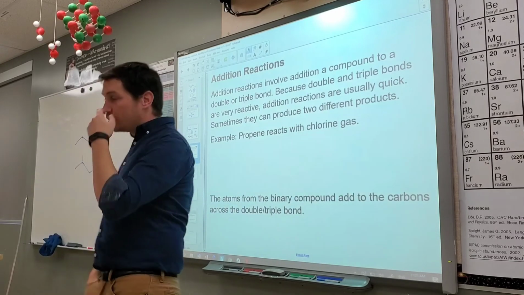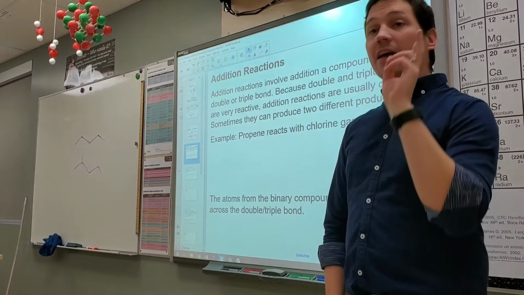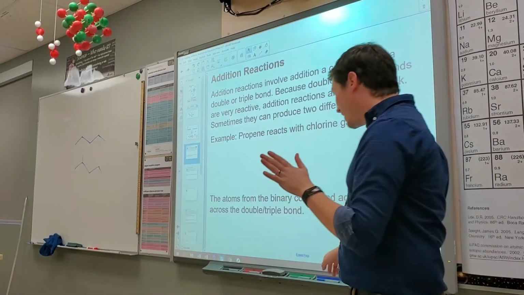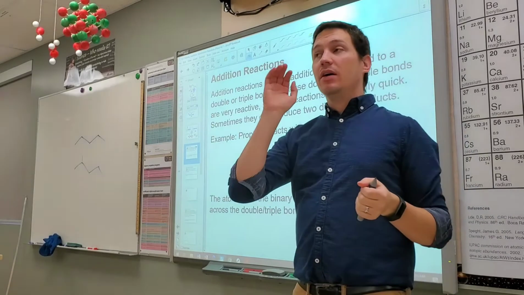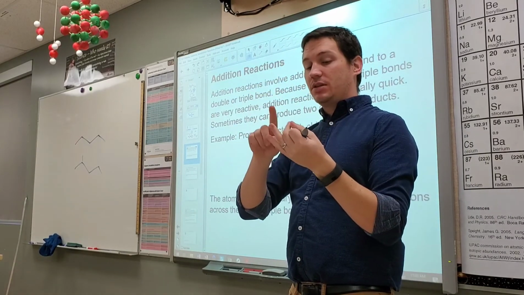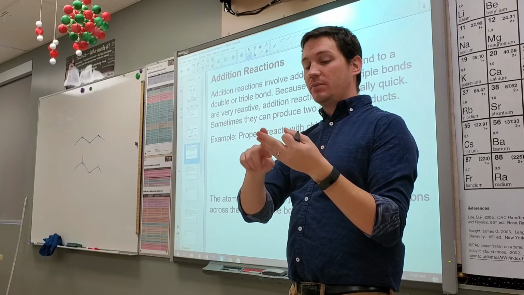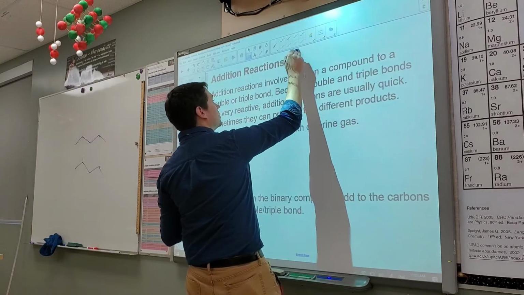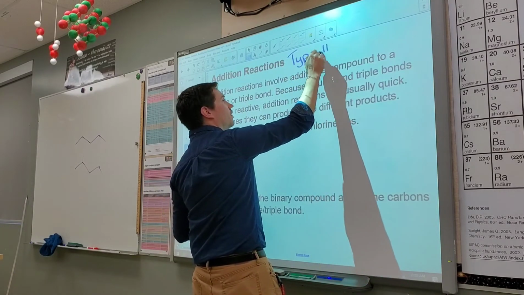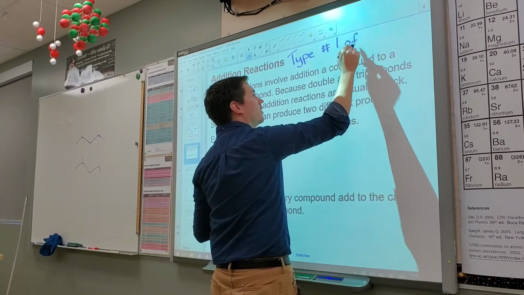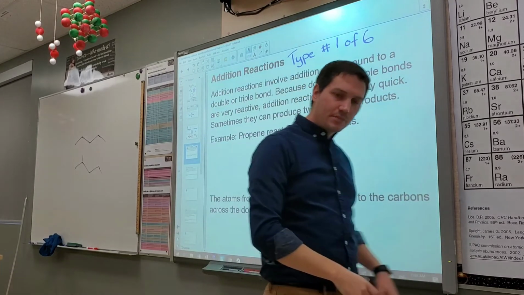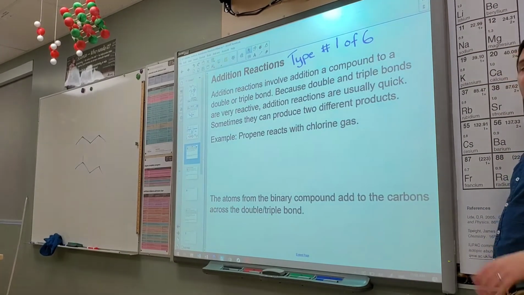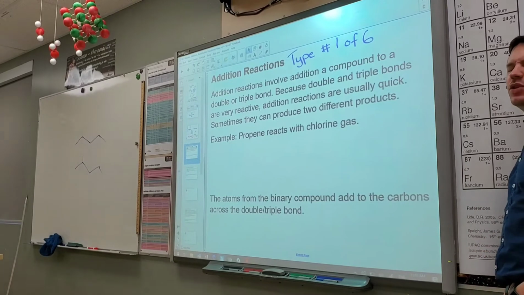Now we're going to talk about types of reactions. This is a very important topic. The types are addition, substitution, elimination, polymerization, esterification, and combustion. This is type number 1 of 6. This is our first type of reaction that you have to know.